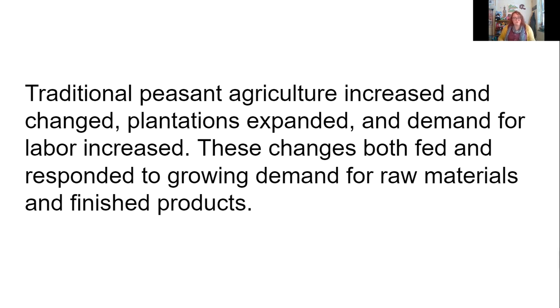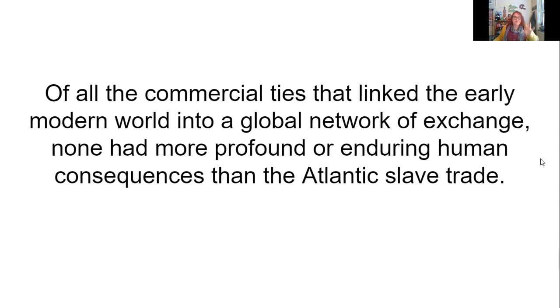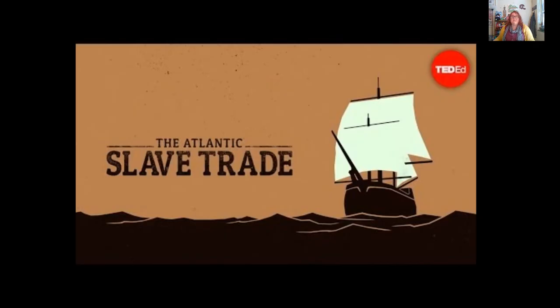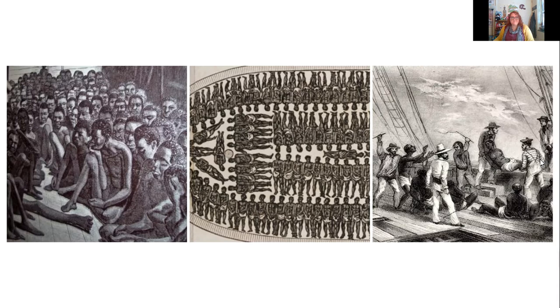Well, we know that traditional peasant agriculture increased and changed, plantations expanded, and the demand for labor increased. That's the very simplified version of this. These changes both fed and responded to growing demand for raw materials in the colonies and finished products in the mother countries. Of all of the commercial ties that linked the early modern world into the global network of exchange, none had more of a profound or enduring human consequence than the transatlantic slave trade.